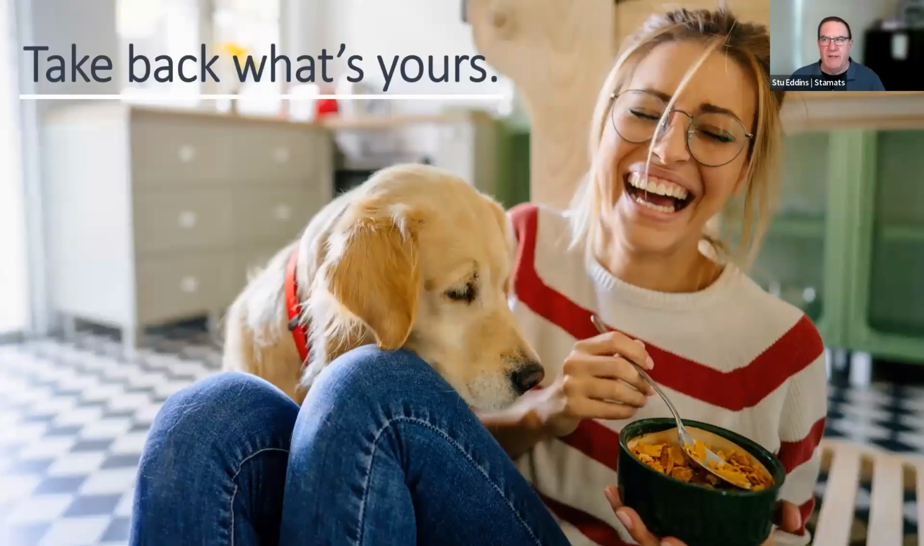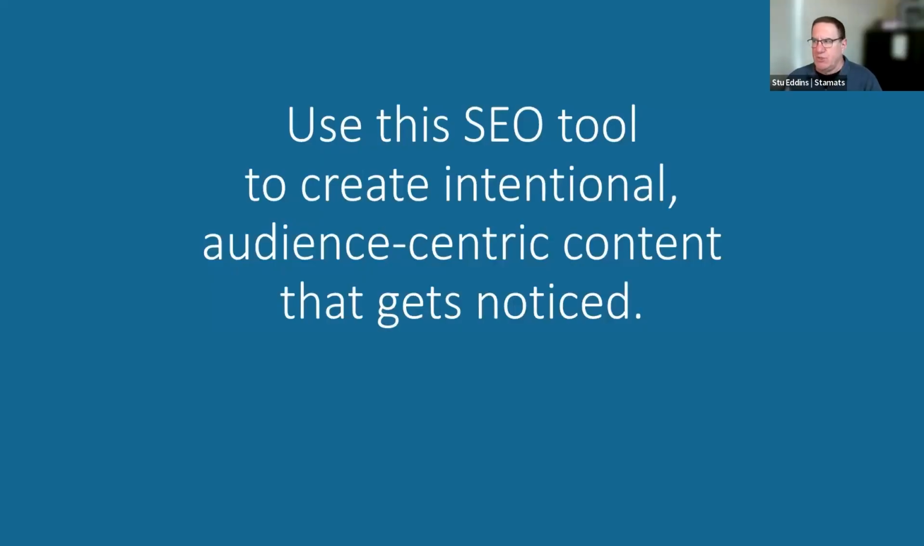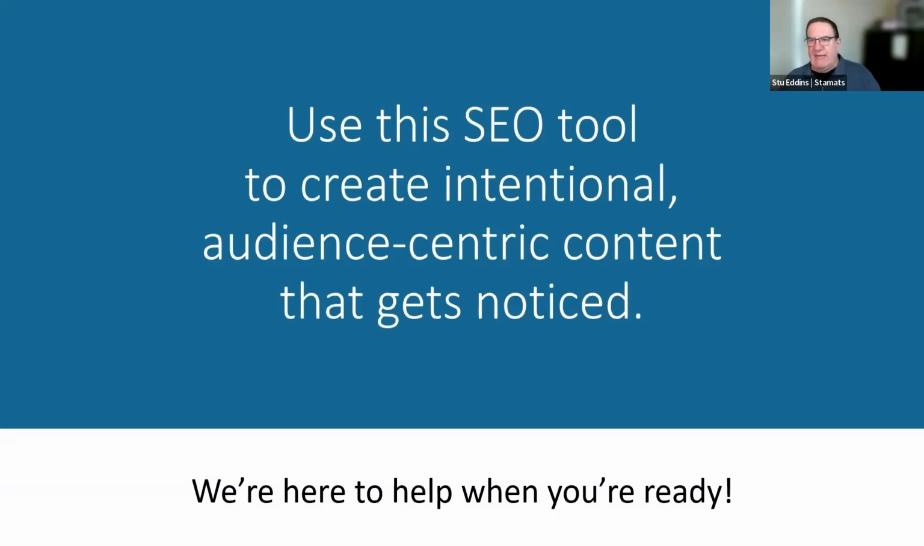So really, that's what we've been about here: taking back what's yours, finding out what the search terms are that people are entering and using to connect to your content, and then making sure you're using those terms in their language on your page. We've also shown how you can use the same tool to do things like develop blog content. We can use the same tool to validate the traffic we could expect to get from certain keywords or search terms. And there's a number of other applications just as well. So really, the purpose of this tool is to use this SEO tool to create intentional, audience-centric content that gets noticed. And if you ever need any help with getting ready with this, we're here to help.